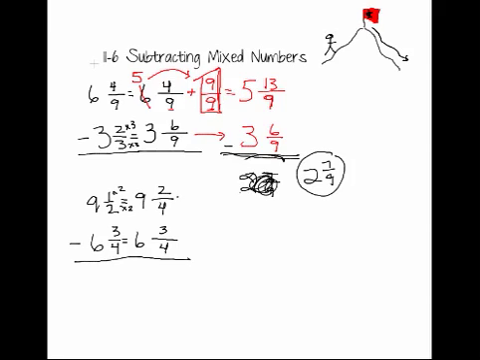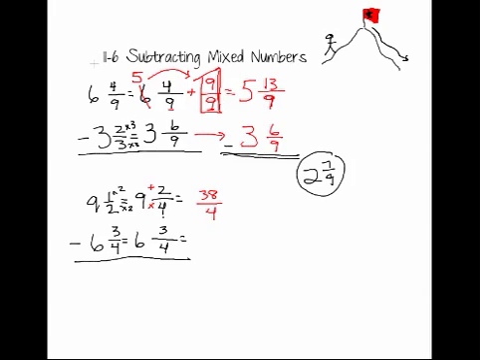Only this time, I'm going to rewrite this differently. Instead of the borrowing, I'm going to get this out of the way. There we go. Instead of borrowing, I am going to make this into an improper fraction so I can subtract. And let's remember how to make this into an improper fraction. You multiply the denominator times the whole number. So 9 times 4 is 36. And you add in the numerator. So that would be 38. And you bring over the original denominator. Remember how to do that?